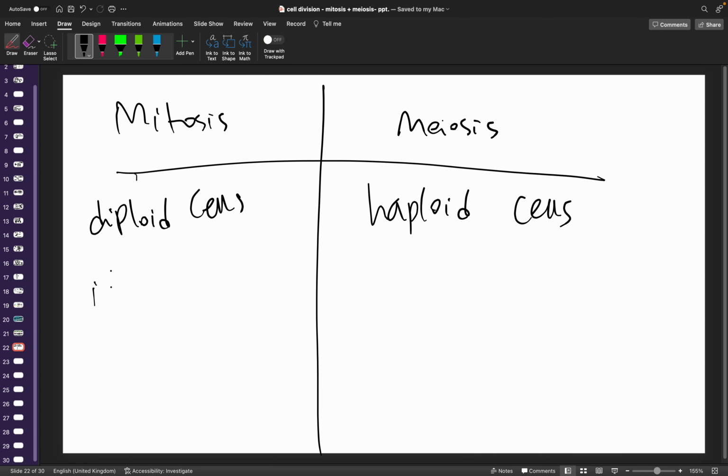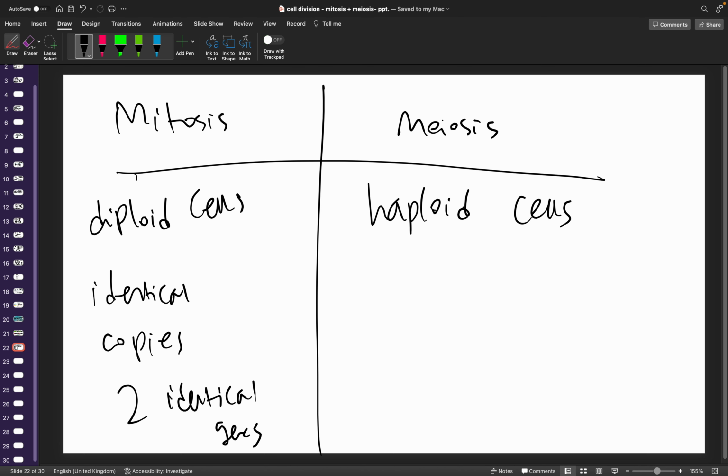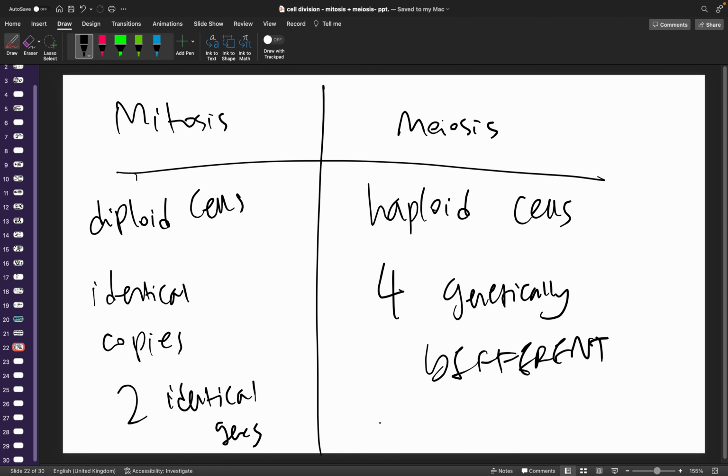Mitosis creates identical copies. Watch my video on mitosis if you haven't done it. It creates two identical copies of the parent gene. Two identical genes are created. Meiosis creates 4 genetically different genes. That's a key point. 4 genetically different sister cells. It creates 4. You might wonder how 4 is created from just 1, and we'll explain that in just a moment.